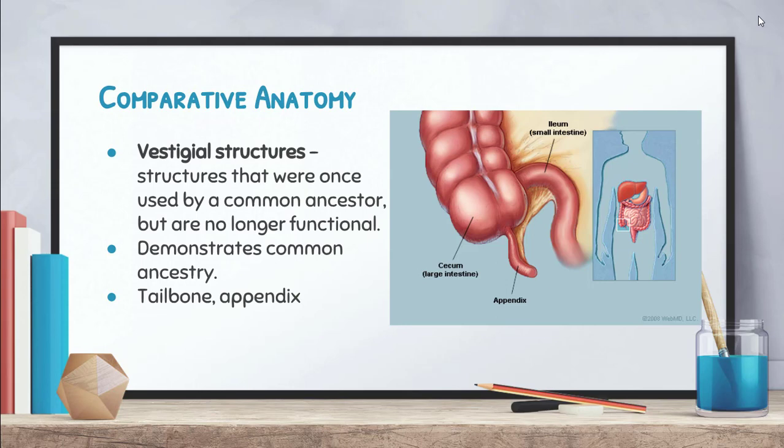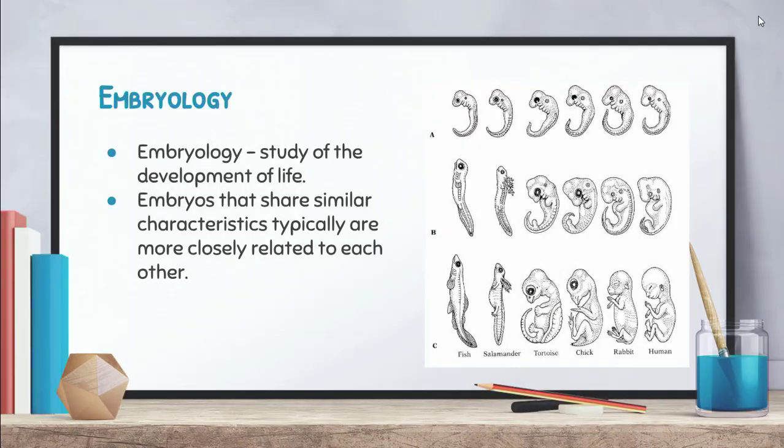Additionally, the appendix is another example of this, as it doesn't serve much of a purpose in humans, but serves a distinct purpose in lots of other mammals. So vestigial structures play a very important role in helping us understand how organisms are related to one another.